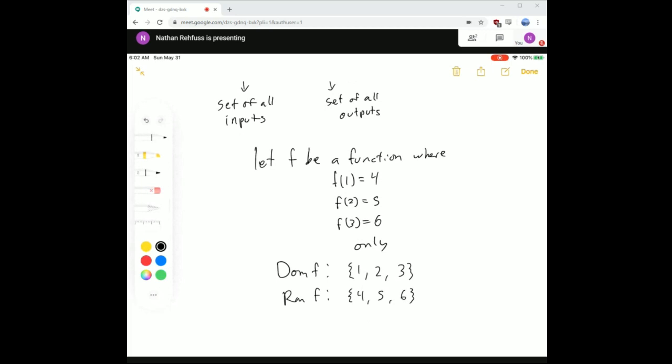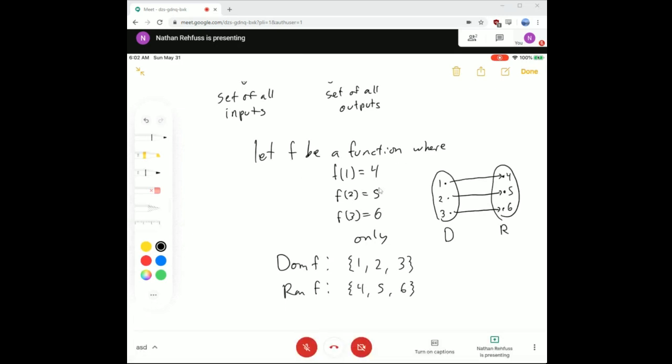Sometimes I'll draw these in a little diagram like this. Here's the domain, here's the range. So we think of the function as being a mapping where it takes points in the domain and moves them over to the range. The domain has points 1, 2, and 3. The range has points 4, 5, and 6. And the function maps 1 to 4, 2 to 5, and 3 to 6. And that's how I would draw that. So these diagrams can sometimes be useful when trying to understand how functions behave.